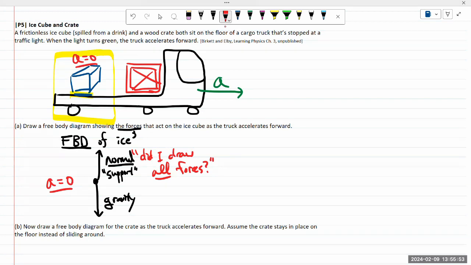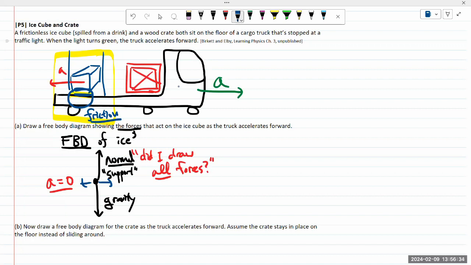Now, some people might be tempted to think this is accelerating forward, or maybe even accelerating backward. If you're thinking of that, then what you need to think of is, okay, where could that force come from? Where could some horizontal force come from? What's touching the ice cube so that it could have horizontal force? There's nothing that's touching it vertically. You only have this surface to think about. So the only force there could be is friction that could apply a force that's a tangent to the surface.